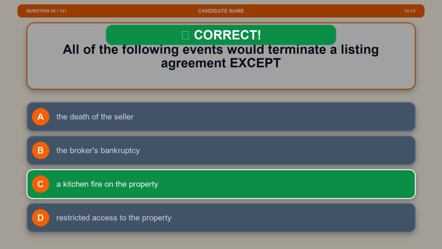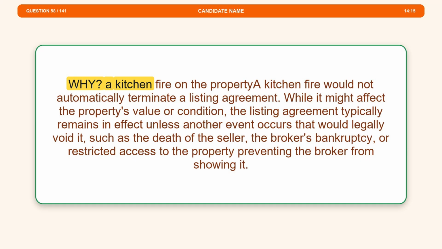The correct answer is option C. The kitchen fire on the property. A kitchen fire would not automatically terminate a listing agreement. While it might affect the property's value or condition, the listing agreement typically remains in effect unless another event occurs that would legally void it, such as the death of the seller, the broker's bankruptcy, or restricted access to the property preventing the broker from showing it.